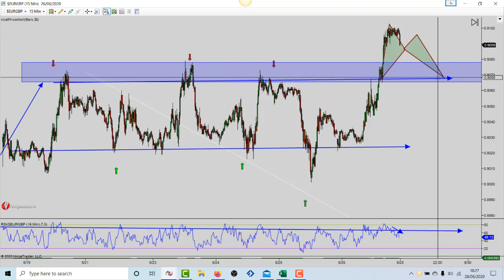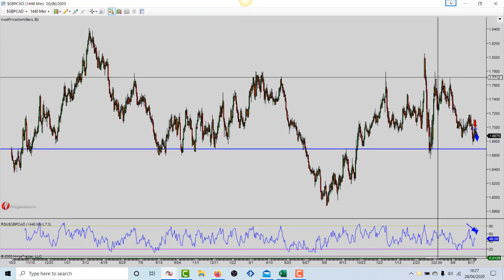On one side, I want it to hit my targets now. On the other side, I want to see a retracement so I can add to that position. The euro pound also has a tick for one that I really, really would like to see come lower before targets get hit. Pound CAD, we've got 4 more to go, guys.